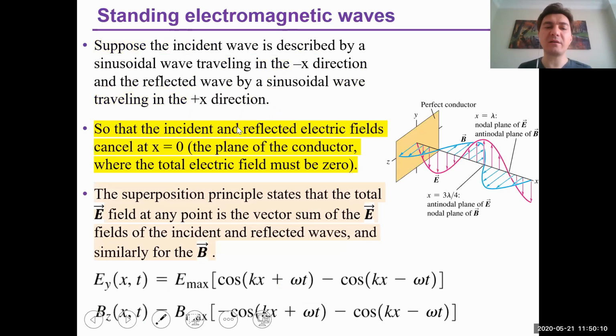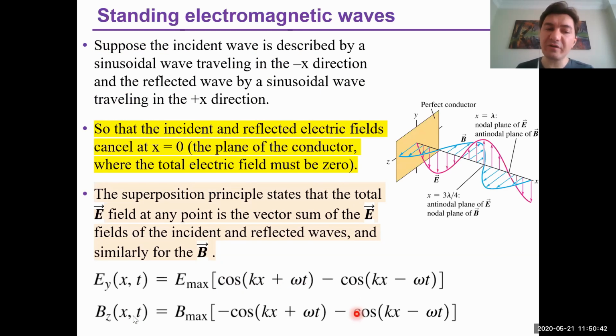So now let me continue. The electric field is zero on the surface of the conductor, and we have two electric field components. One is due to the incident wave, and the other one is produced on the conductor. So it is equal to the negative of the incident one. The incident one is given by E max cosine (kx plus omega t), so the produced one is minus E max cosine (kx plus omega t).